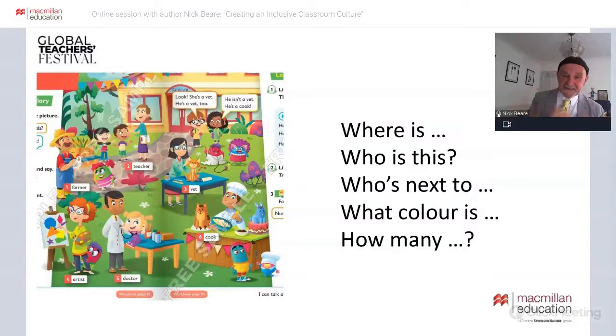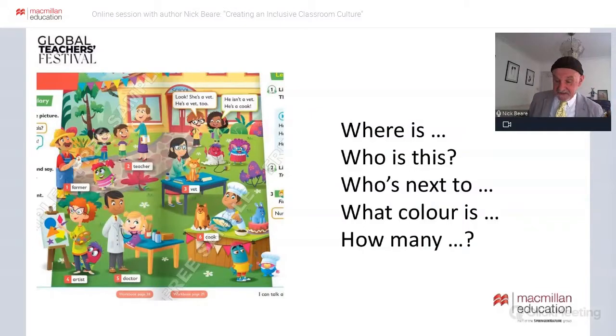And they can be asking each other questions. Where is this? Who is this? Pointing to each other. Who's next to whoever the character is? What color is so-and-so's hair, etc. How many girls are there? How many boys? How many Share It, etc. So it's very easy for you as the teacher to ask questions, or for the students to ask each other questions. And they're seeing the pictures they've seen before, which they liked, they're fun, they're beautiful. Why not use them again?